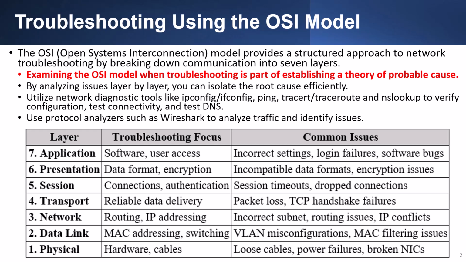You can see from the table that the physical layer covers hardware and cables, while Layer 2 covers MAC addressing and switching. Layer 3 covers routing and IP addressing. Layer 4 covers reliable data delivery. Layer 5 covers connections and authentication, while Layer 6 covers data format and encryption. Lastly, Layer 7 covers software and user access.